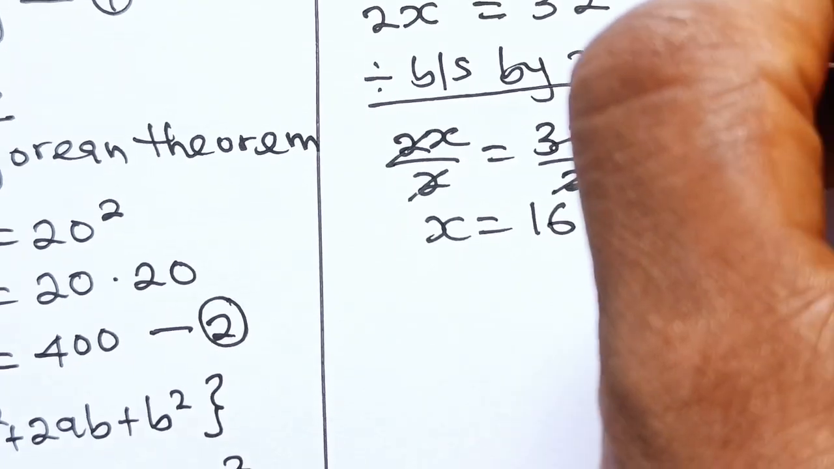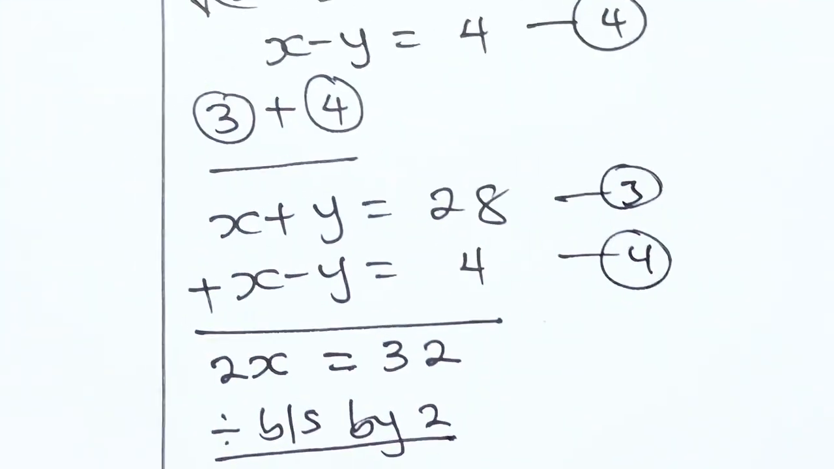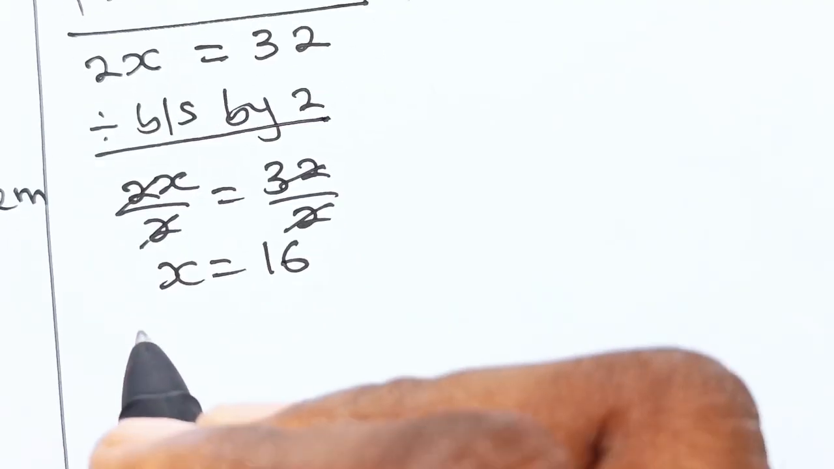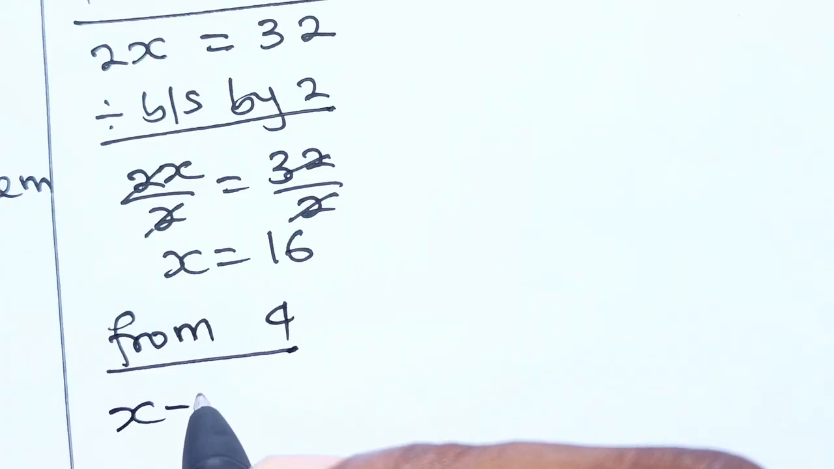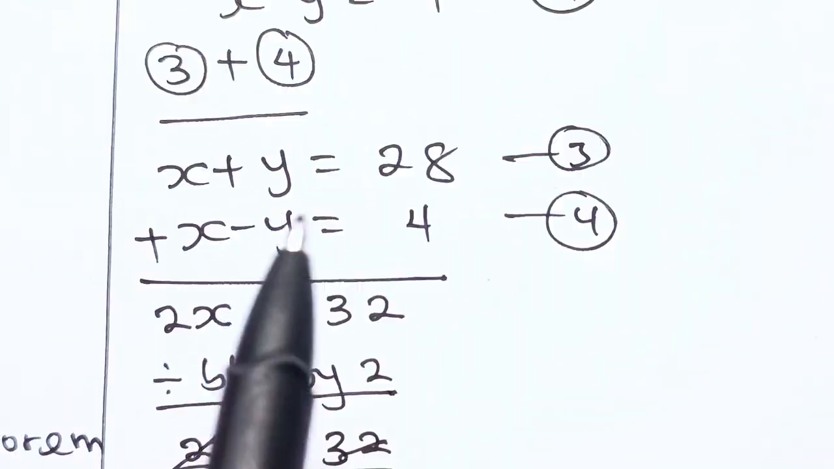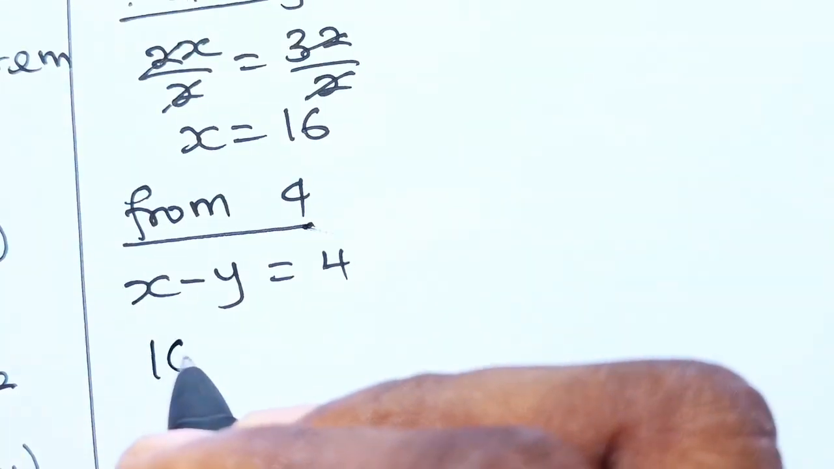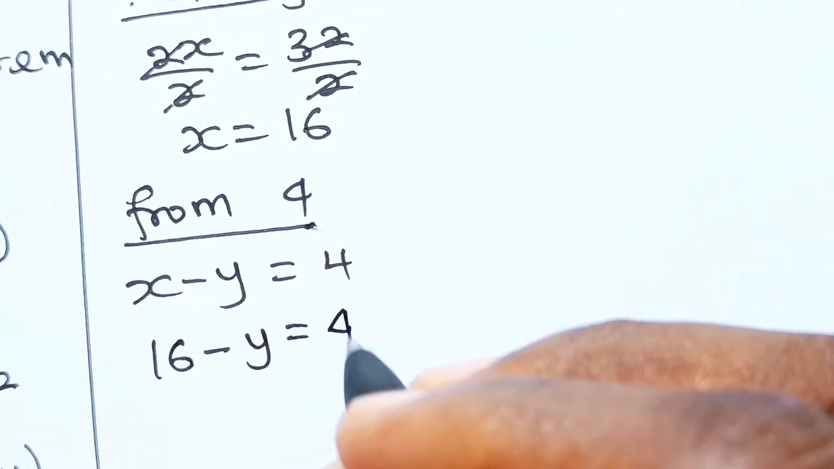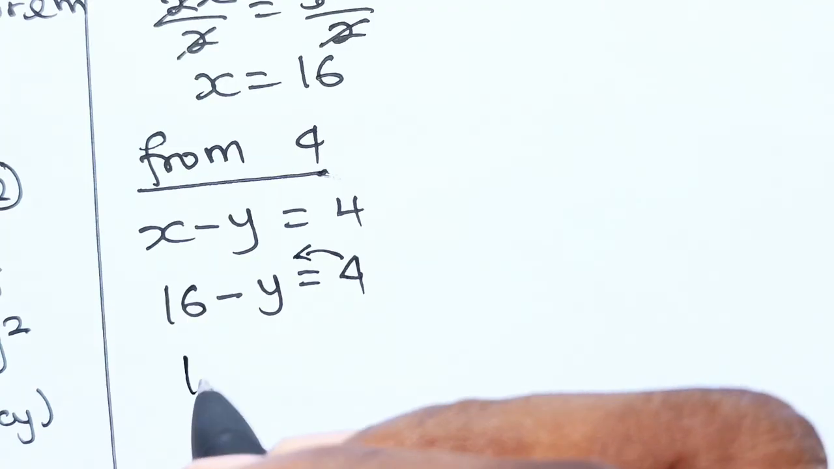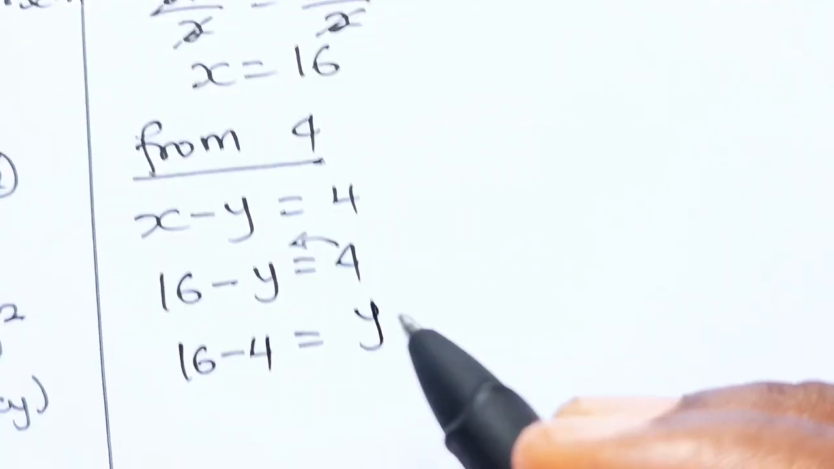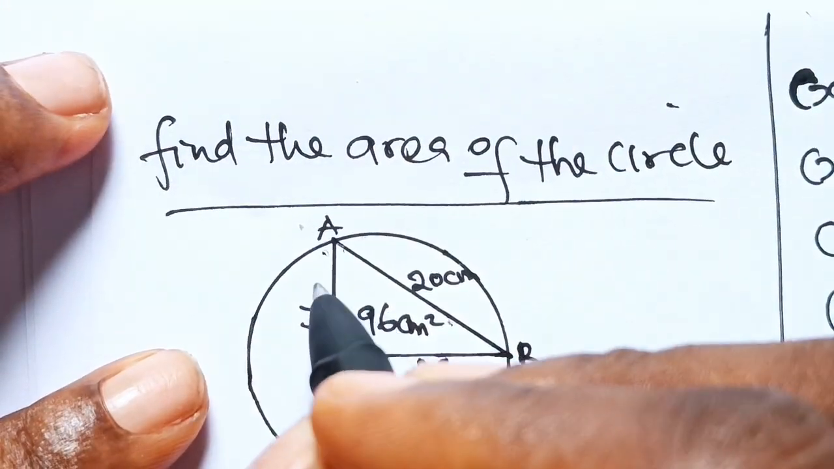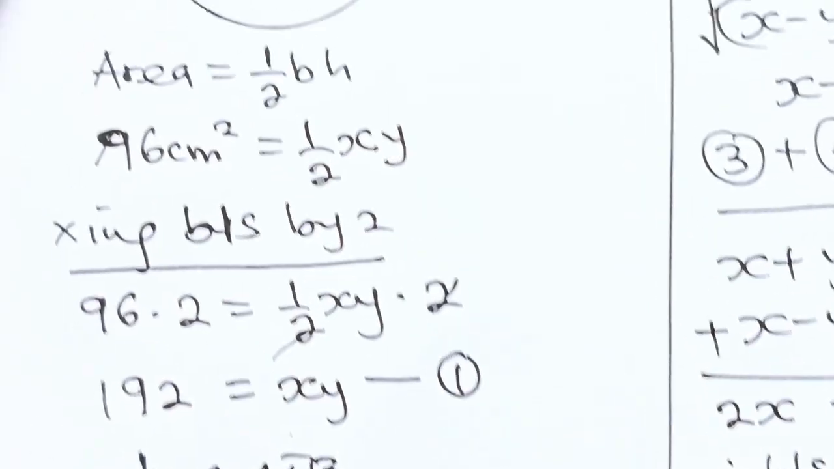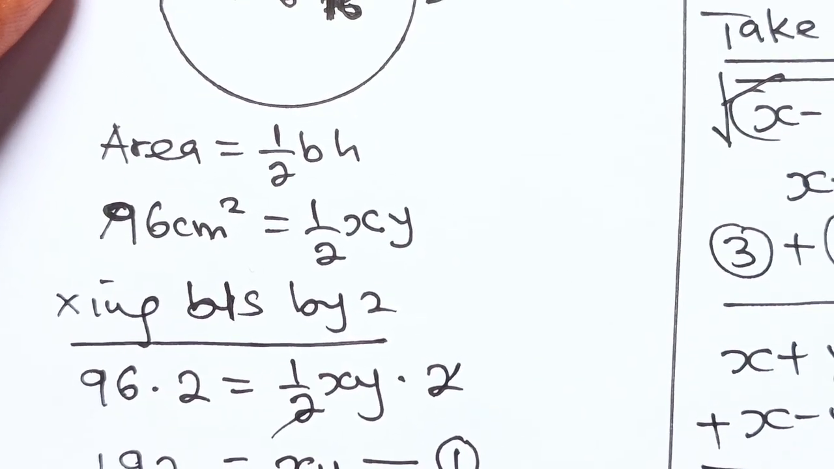All right. Now, according to equation 3, or let's use equation 4. From 4, we have that x minus y is equal to 4, right? Yeah, x minus y is equal to 4. So 16 minus y is equal to 4. If we bring this side, we have 16 minus 4 is equal to y, right? So you have 12 is equal to y. So we can replace this y with 12. All right. Now that we have found this, why are we doing this?